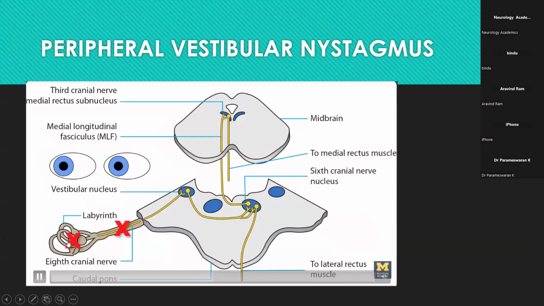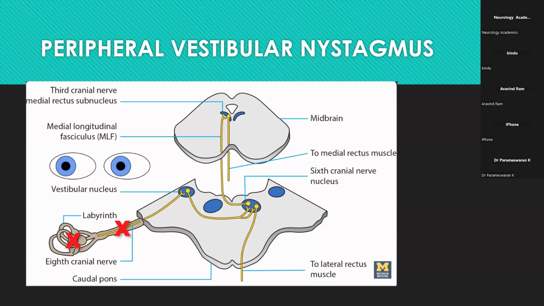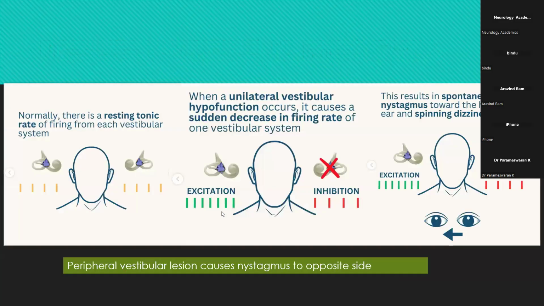So when the right labyrinth is not fired, the left labyrinth takes over. There is excessive firing from the left labyrinth, and that pushes the eye. The opposite side takes over and pushes the eye towards the same side as the lesion. So the opposite side takes the eyes to the side of the lesion, and there is a rapid quick phase of saccade towards the healthy ear. So that is the point behind this.